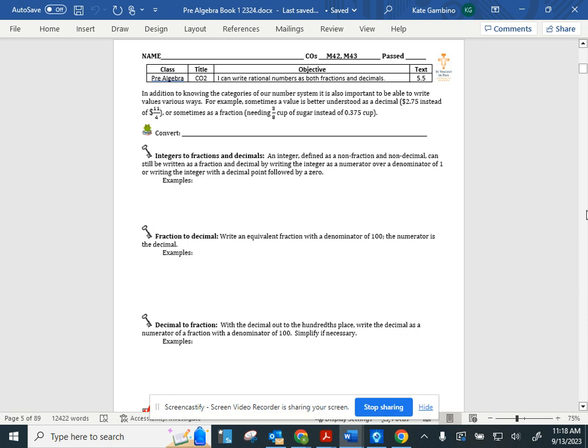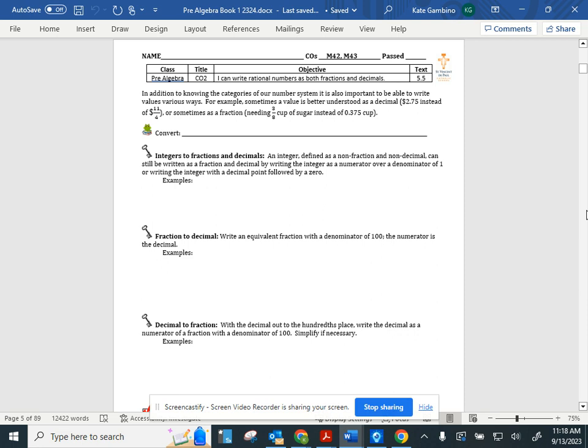I'm trying to get my money out of my wallet and I see 11/4. I'm going to look at that and look at my money and say, I don't know what 11/4 is in money. So sometimes we really want it as a decimal, and sometimes it makes more sense to have it as a fraction.